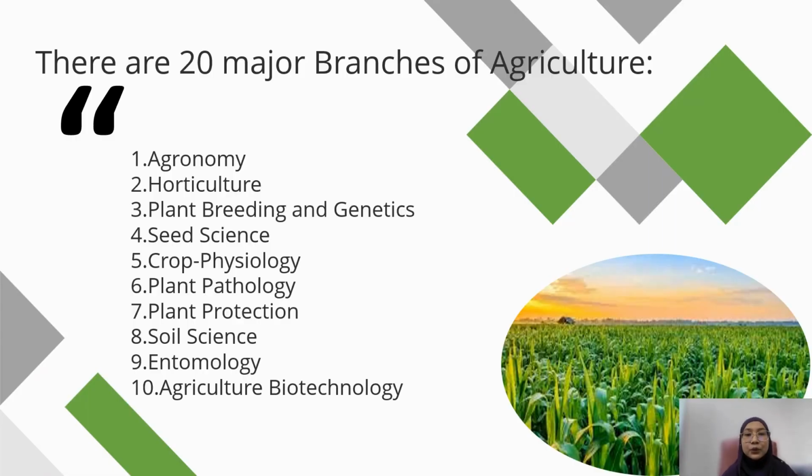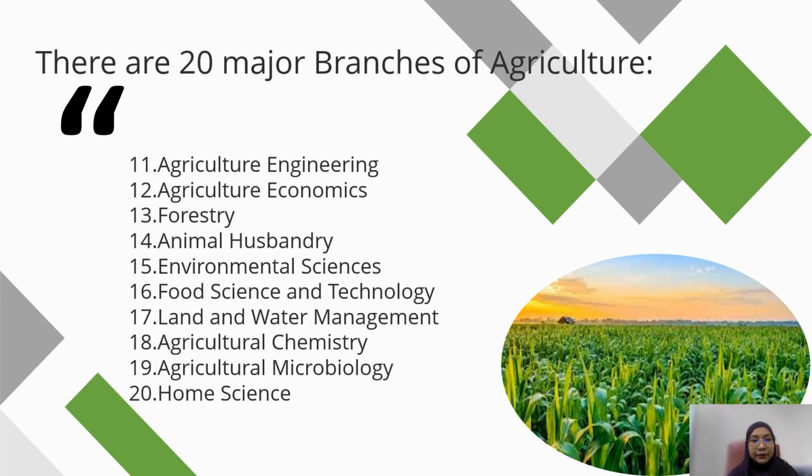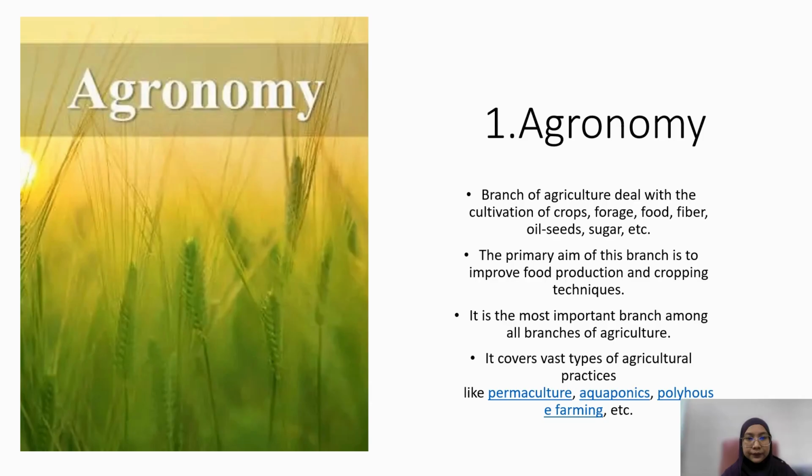Actually, there are about 20 major branches of agriculture. The first ones are agronomy, horticulture, plant breeding and genetics, seed science, crop physiology, plant protection, soil science, entomology, and agricultural biotechnology. I will classify these as branches of agriculture 1, and the rest of the branches I classified into branches of agriculture 2. Okay, look at the first one, agronomy.